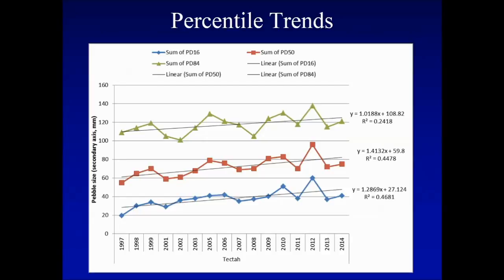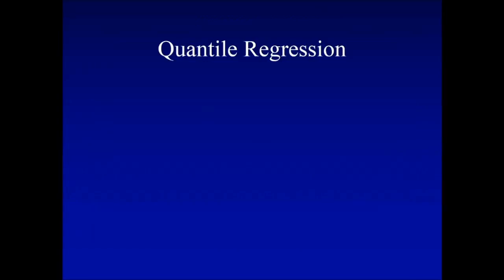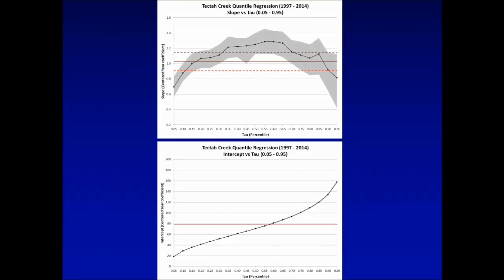With the pebble count data, there's a variety of different metrics that have been used in the literature to assess these data: cumulative size distributions, histograms, medians, different percentiles, most commonly the D84 and the D16.